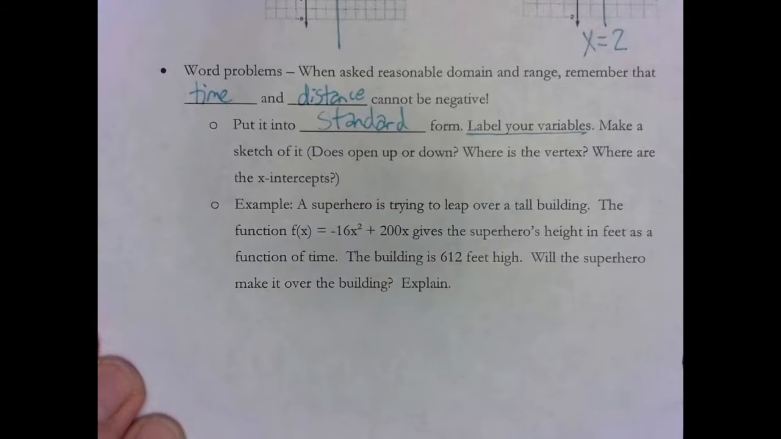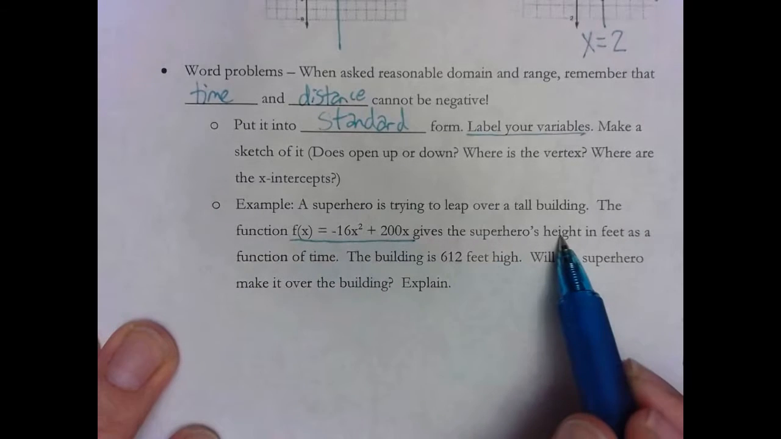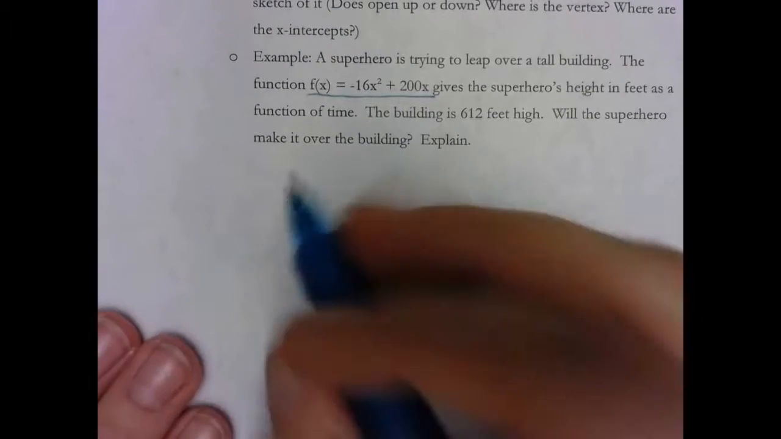So for example, we got a superhero. He's going to leap over a tall building because he's a superhero. He can do that thing. And they give us this function. This shows us his height in feet as a function of time.